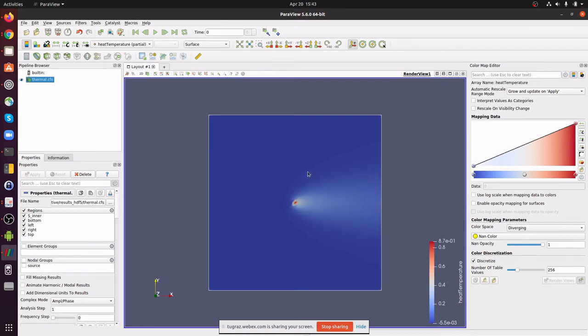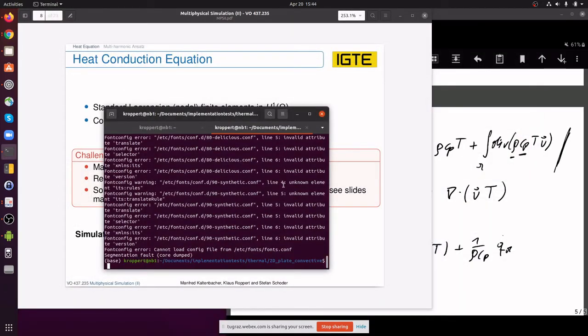Then the resulting temperature field might look like this. So this is already computed with a higher velocity, and you can see the solution. This is the steady state solution, so the solution for time towards infinity. And we can now play with the velocity and observe the solver parameters.